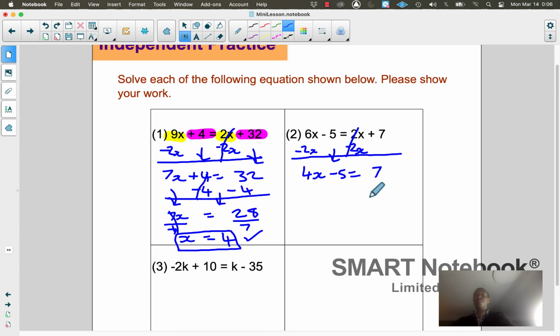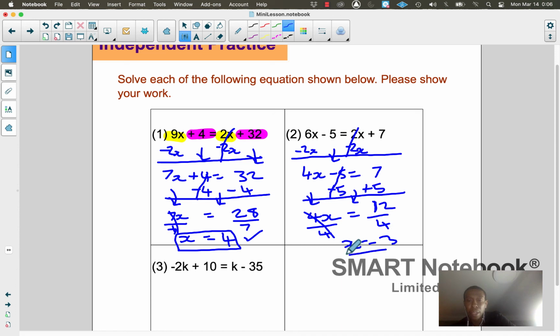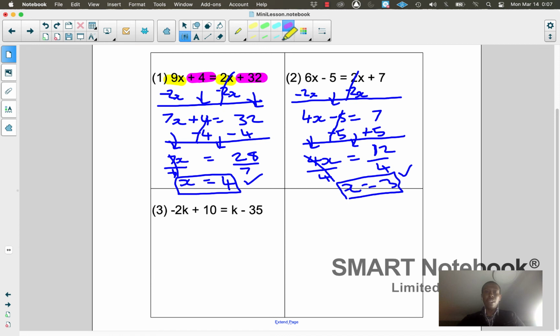7. What do I need to do next? Add 5 on both sides. Very good. Good job. 4x is equal to, what do I need to do next? Divide by the coefficient 4. Very good. All right. X is equal to 3. Wonderful. Amazing job. All right, let's go through number 3, ladies and gentlemen.